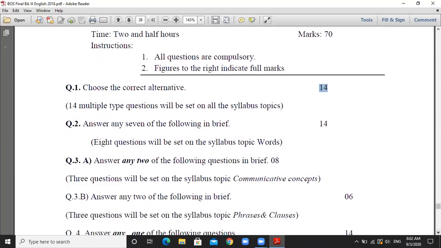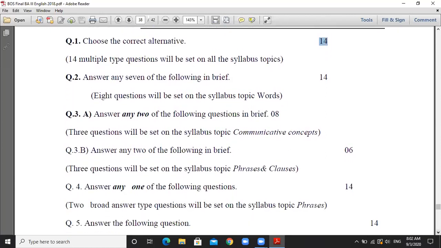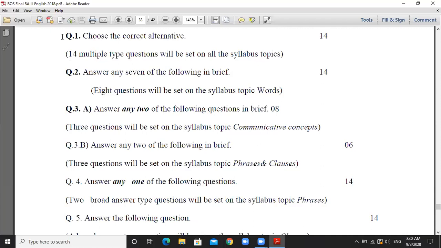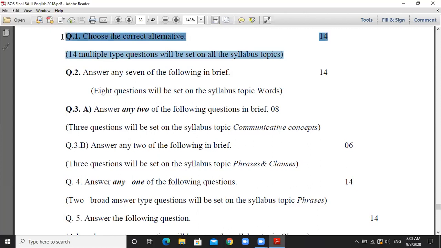So let us see what type of questions you are going to get. As usual, question number 1 is choose the correct alternative. So MCQ type questions for 40 marks, and here you will get 14 multiple choice questions, and those questions will be set on all the topics covered in the syllabus. So question number 1 is based on all the 4 units that you are going to study for semester 5. So 14 questions will be there, 1 mark each.